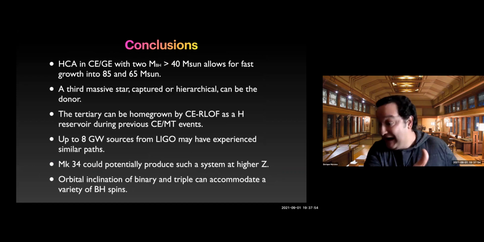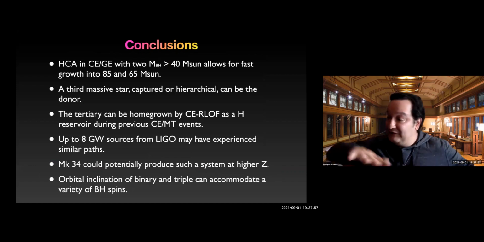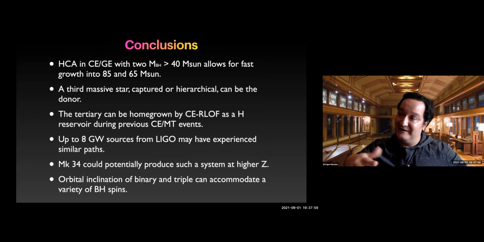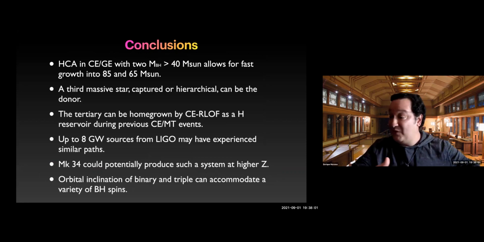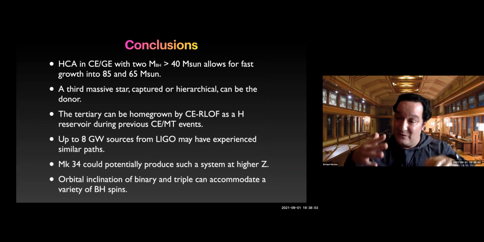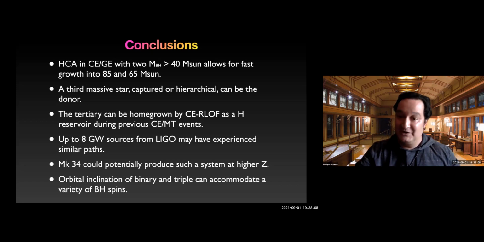One in the LMC at higher metallicities, and the orbital inclination between the binary and the tertiary with this much mass accretion rate can explain a wide variety of spins and different inclinations, which can also explain the observations.